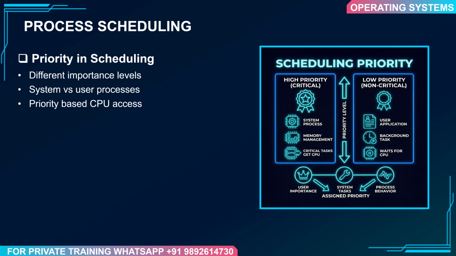Another aspect worth mentioning is priority. Some processes are more important than others. The operating system may assign priorities based on factors like user importance, system tasks, or process behavior. A system process handling memory management is usually more critical than a background user application. Scheduling can take priority into account to ensure critical tasks get CPU access when needed.